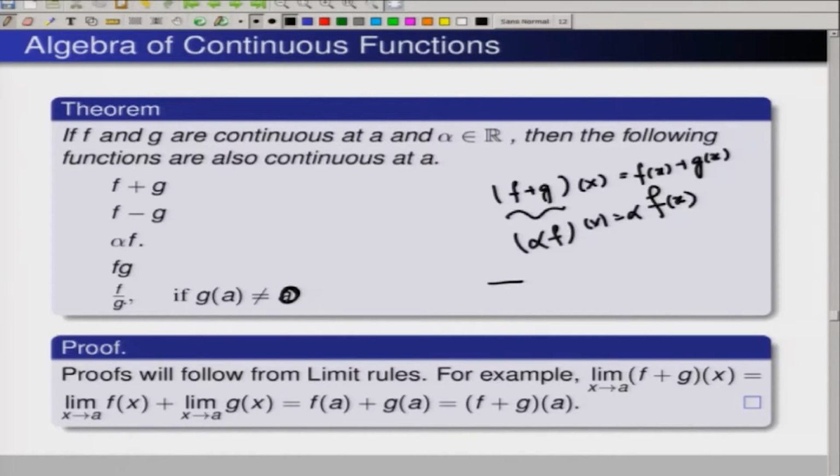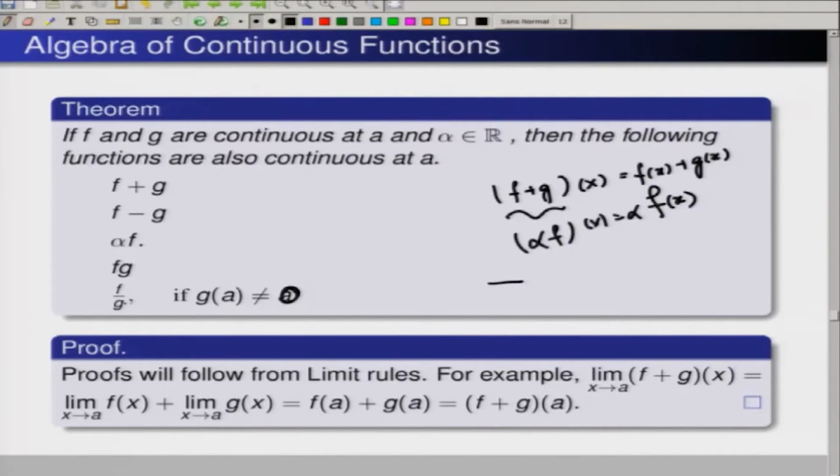So, all this proof is going to follow just by the limit laws we had done. The limit of f of x plus g of x is equal to the limit of f of x plus the limit of g of x, if both limits exist, and in this case the continuity guarantees that the limits exist and are equal to f of a and g of a. So, by the limit rules we have seen earlier, one would get the continuity of this algebra of continuous functions.